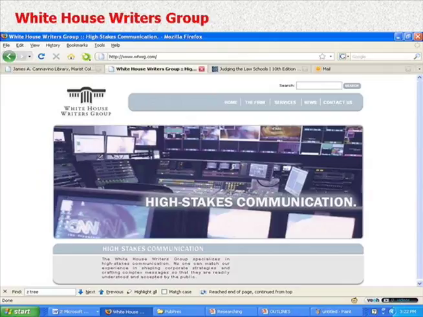They don't work for the White House. They're not paid by the government. This is a private consulting company. So be really careful with websites and website names.